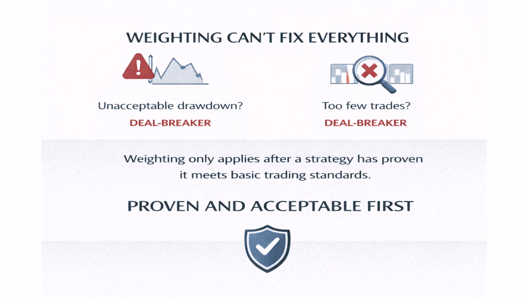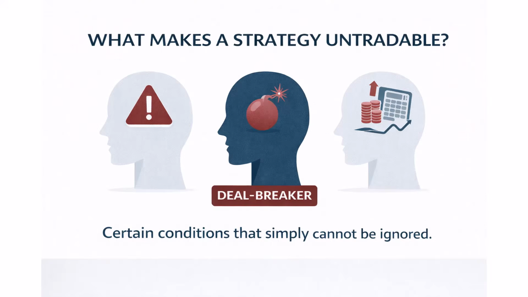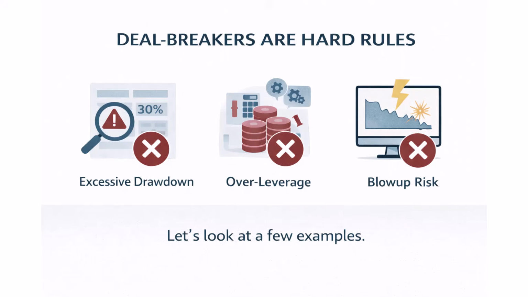And that brings us to the most important safeguard in the entire system. Up to this point, everything we discussed has been around scoring, but there's something even more important than scoring well, and that's not being untradeable. In real trading, there are certain conditions that simply cannot be ignored. No amount of profitability can compensate for a trading strategy that puts your account at serious risk, and that's why this system includes deal breakers. Deal breakers are hard rules. If a strategy violates any of them, it's immediately rejected. There's no score, no ranking, and no debate.